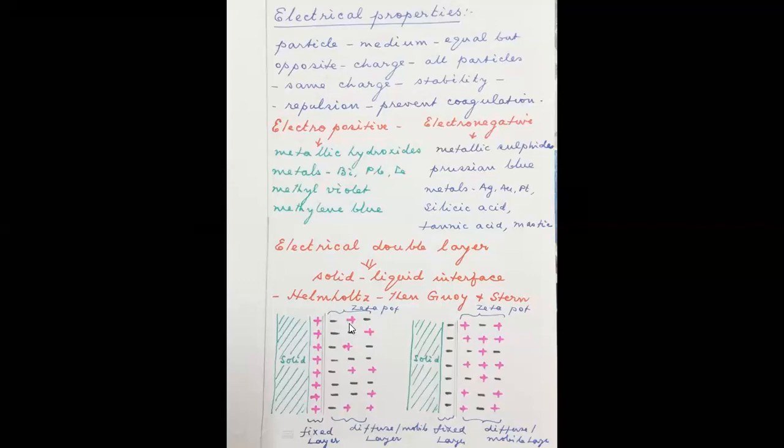Zeta potential. And also, the double layer exists between the solid and liquid interface, which was first proposed by Helmholtz, and then it was further developed by Gouy and Stern. They are the scientists who further worked on the same thing and came out with different ideas on the electrical double layer structure.